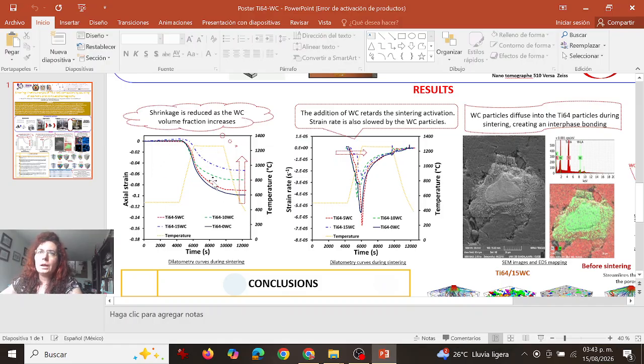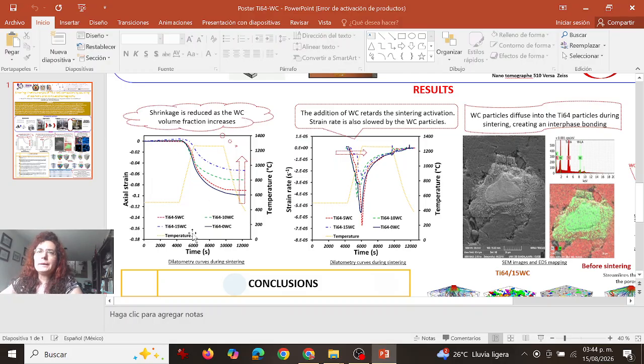And then for the samples, we have 4 curves. In black, we have Titanium-64 with no addition of other particles. In red, we have the addition of 5% tungsten carbide particles, in blue 15%, and in green 10%. And it's the same thing in here.